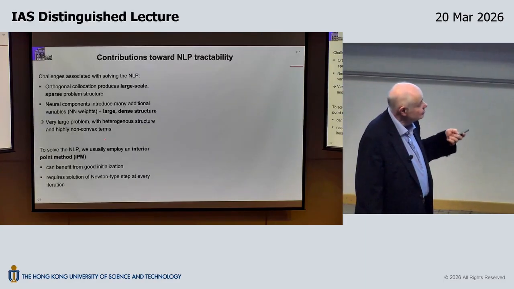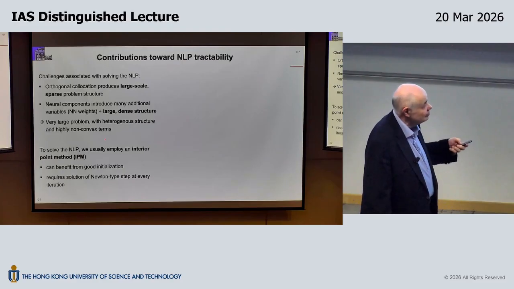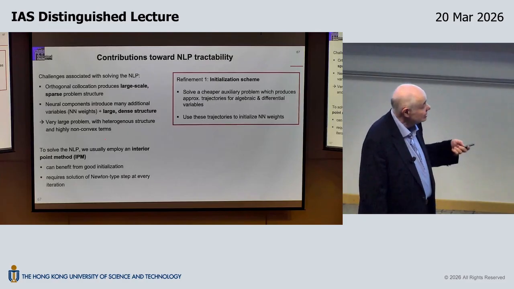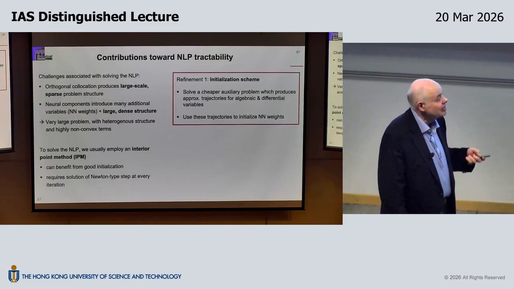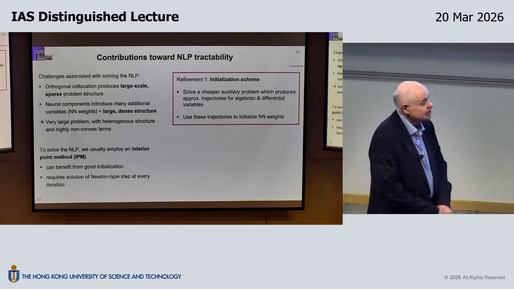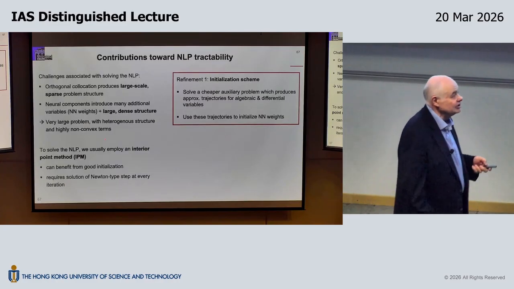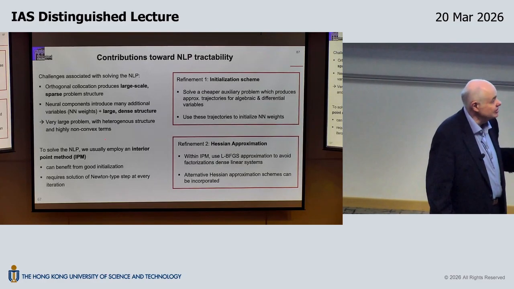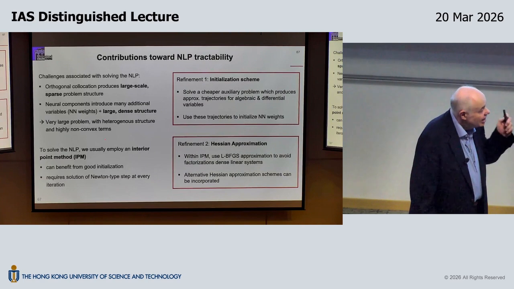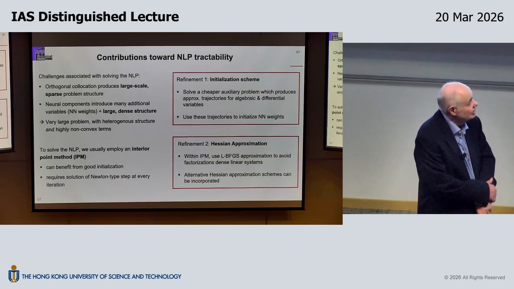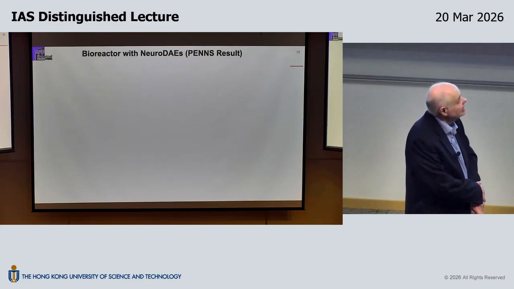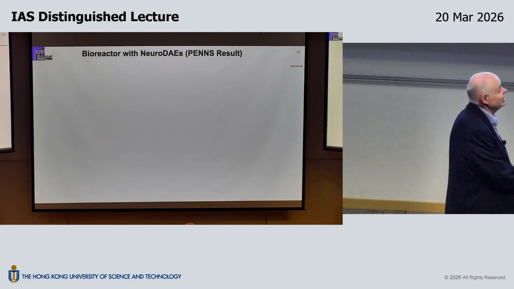To solve the NLP, we're going to use an interior point method like IPOpt, okay? And we can solve very large problems with this quickly. And we can refine this with initialization schemes, and we can also refine this with looking at approximations to our second derivatives. Won't dwell on this, but I wanted to show you how well it works. Okay, so here's a bioreactor, and we're going to solve this with PENs, all right?